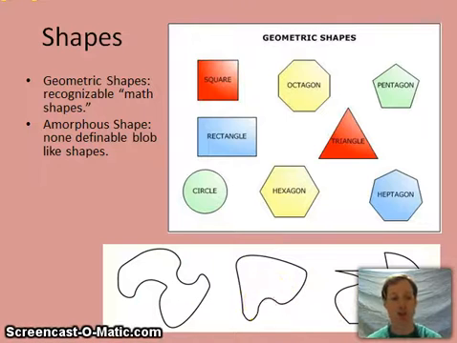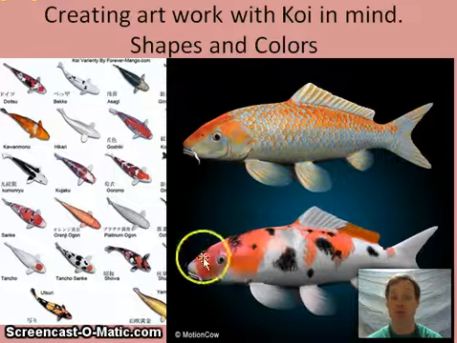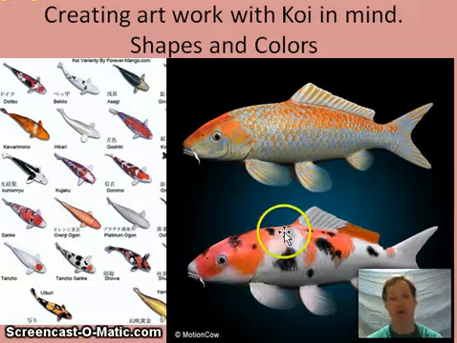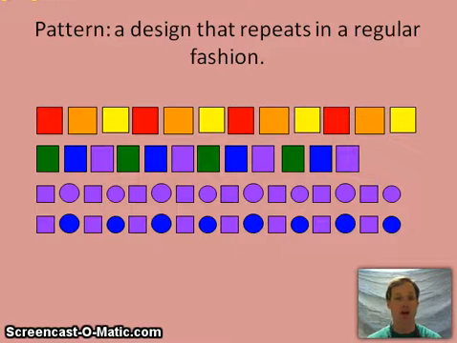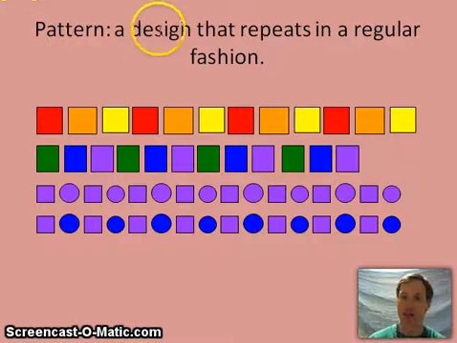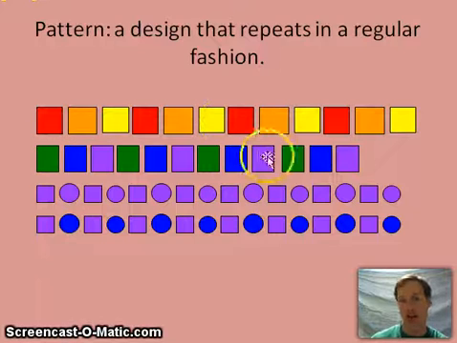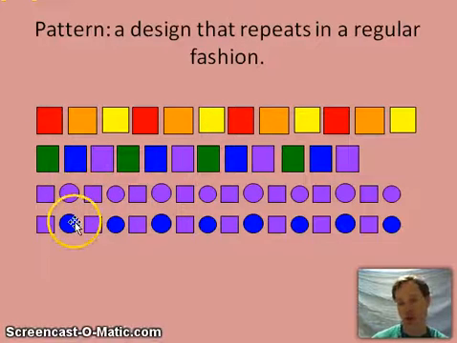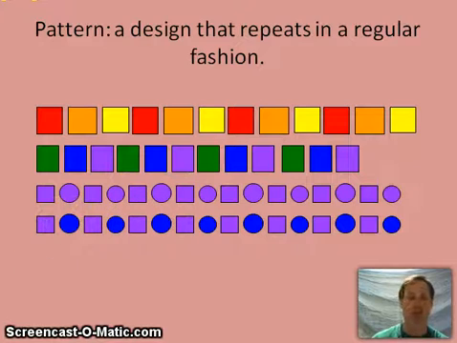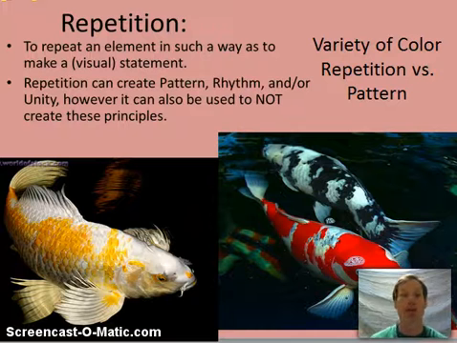Now, as we start to add the amorphous shapes onto the body of our koi, we want to think about the difference between pattern and repetition. We do not want to see any patterns. A pattern is a design that repeats itself in a regular fashion. So these all down here are different kinds of patterns. This one's by color, this one's by color, this one being just by shape, and this one being by shape and color. But on our koi fish, we're going to want to be looking at repetition.